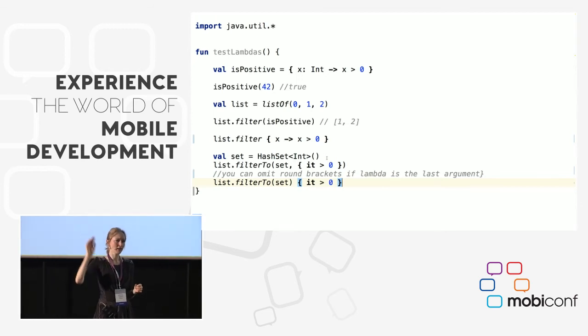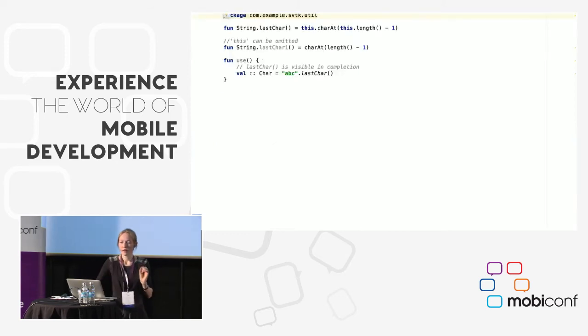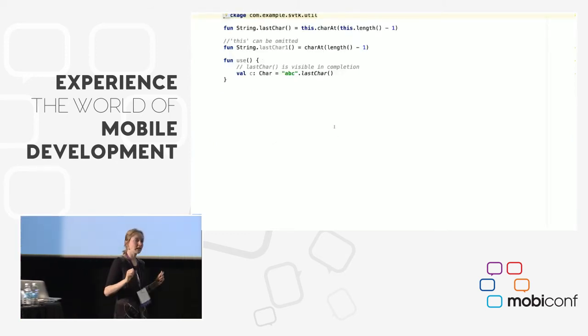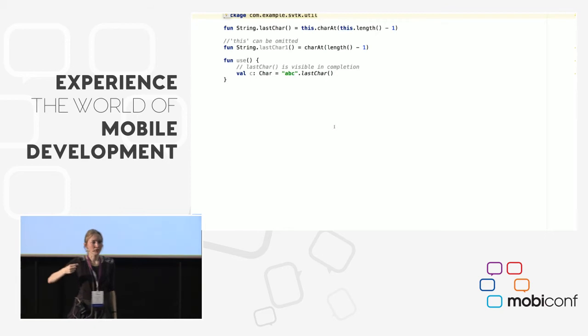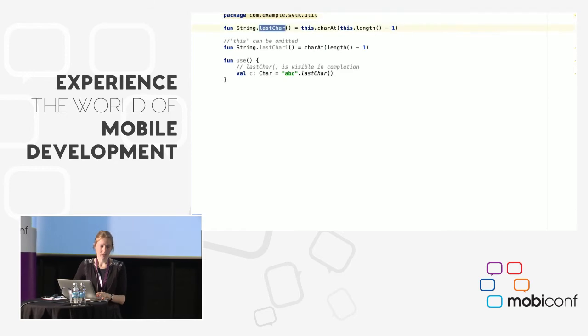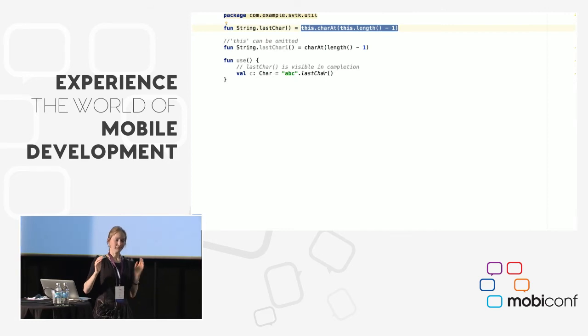Who has heard about the extension functions feature in some languages? Okay, that's great. Some of you have heard. I'll show you what it is. In Kotlin you can declare an extension function to some class. And what's interesting, you can use it just as a member function after the dot. So in this example, lastChar is an extension function to String, and in its body, you can use this as a reference to the receiver string.